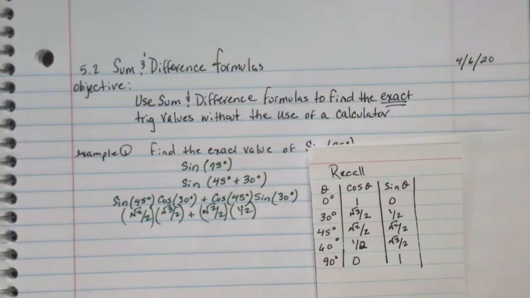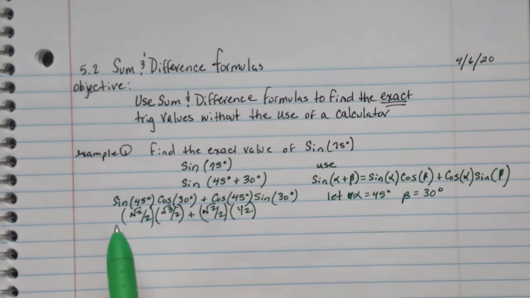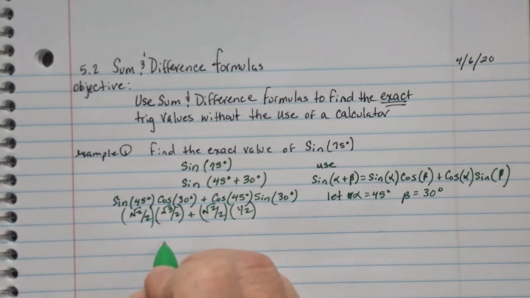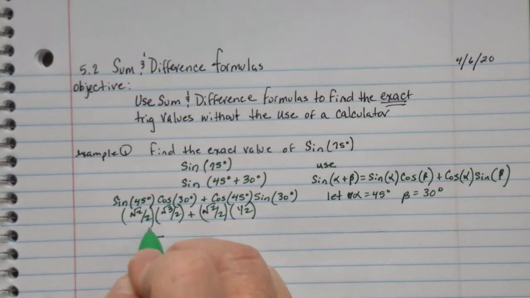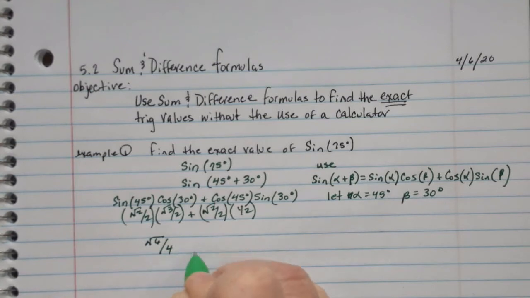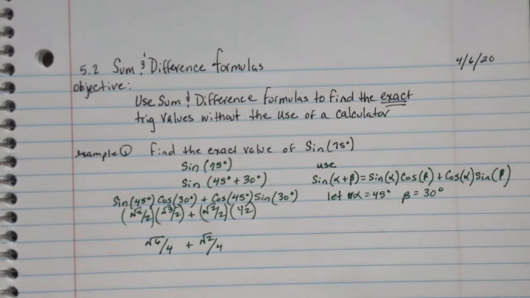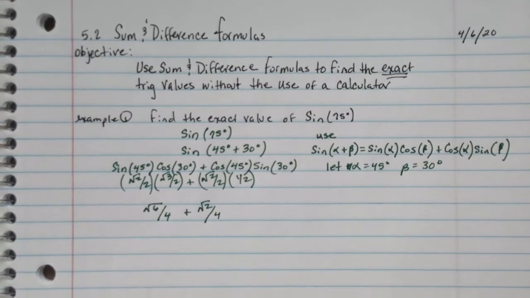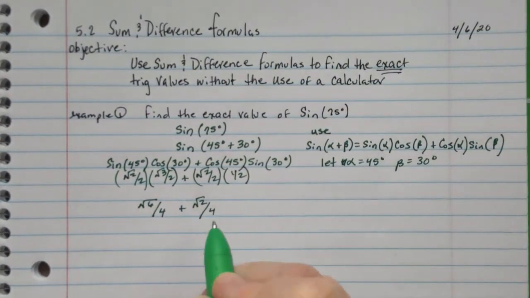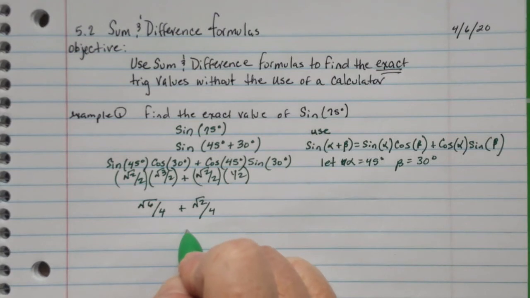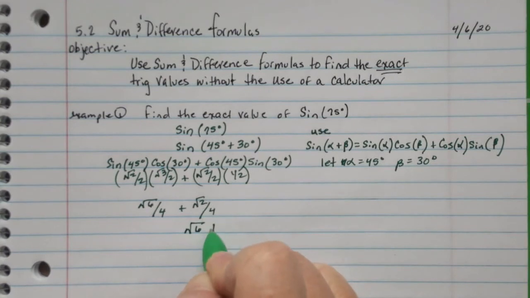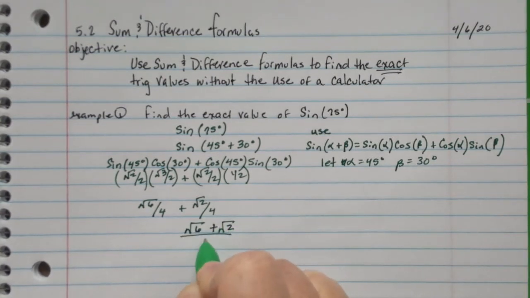Okay, and we're multiplying this. So when you multiply fractions, you multiply the numerators, then the denominators. So square root of 2 times the square root of 3 is the square root of 6. 2 times 2 is 4. Square root of 2 times 1 is the square root of 2. 2 times 2 is 4. Now, because we have the same denominator, we can go ahead and put it under one denominator. So our final answer is the square root of 6 plus the square root of 2 over 4.